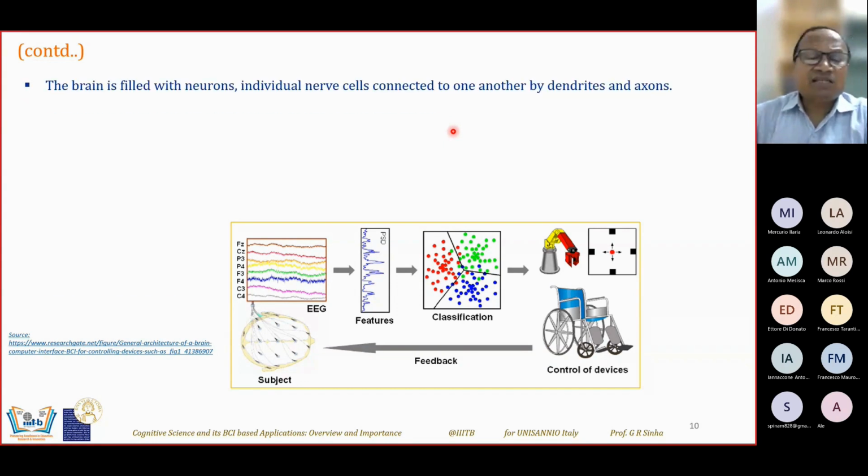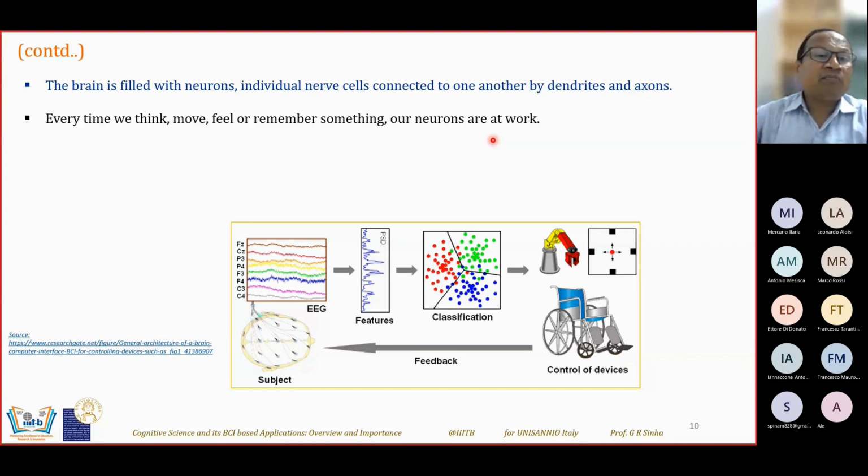So the brain, as I was telling, has millions, billions of neurons. Individual nerve cells are connected to one another by dendrites and axons. Axons and dendrites are explained maybe in the next slide. What is the neuron? And then every time we think, what happens?